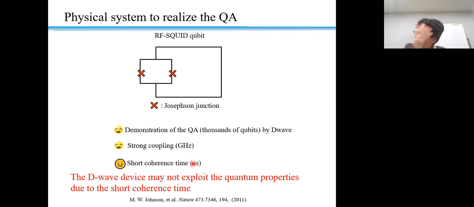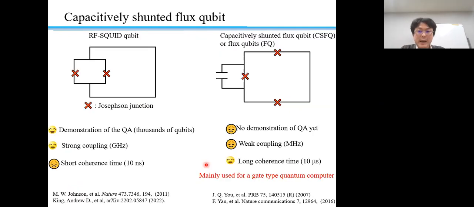Of course, D-Wave devices are excellent in the sense that they can solve combinatorial optimization problems. However, the coherence time is very short. This means that if we can improve the coherence time, maybe the D-Wave quantum annealer's performance can be better. On the other hand, recently, capacitively shunted flux qubits have been proposed and demonstrated. This type of qubit has been used for gate-type quantum computers, like fault-tolerant quantum computers or NISQ computing. This qubit has a long coherence time, such as tens of microseconds. Recently, 100 microseconds has also been achieved.